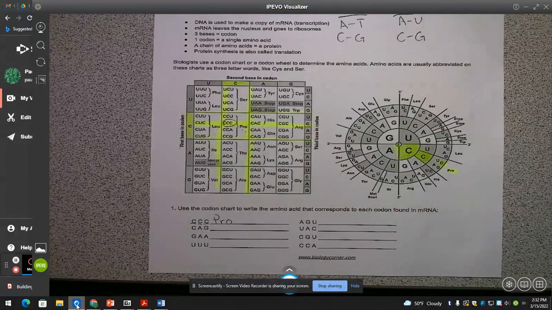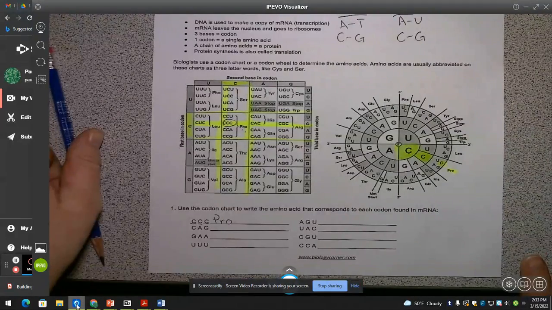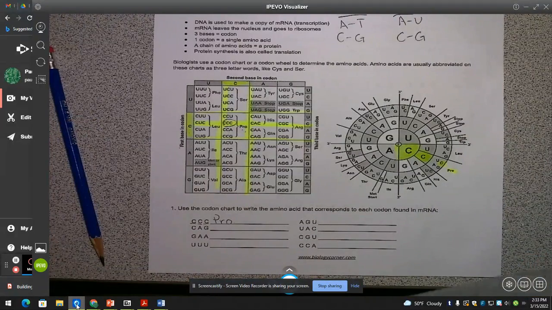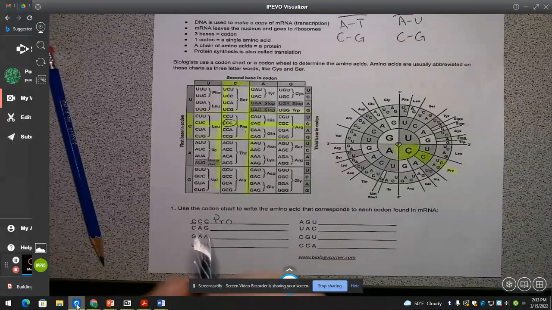So let's try another one. We are going to look at CAG. Now take a second and pause this video and see if you can find one on your own. Use the chart that you prefer, and then we'll get rolling. I'll do both of them again. All right. Grab a different marker, or at least a different colored pen. So we'll just roll with this.